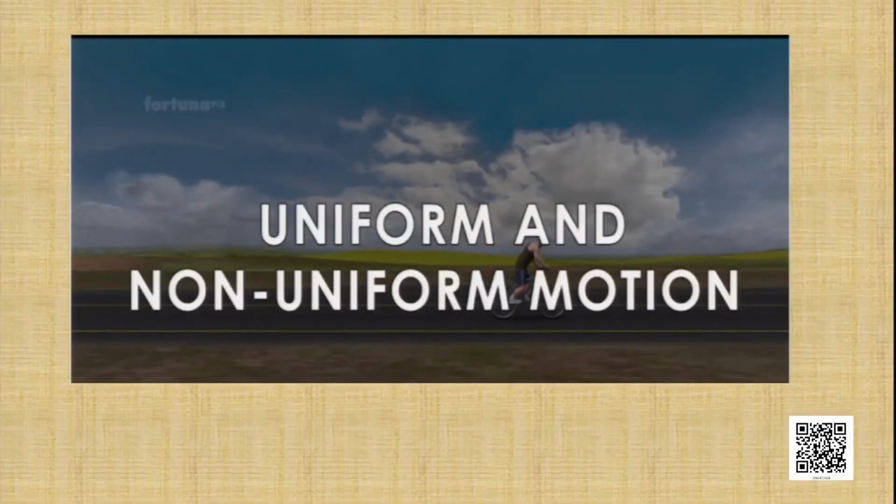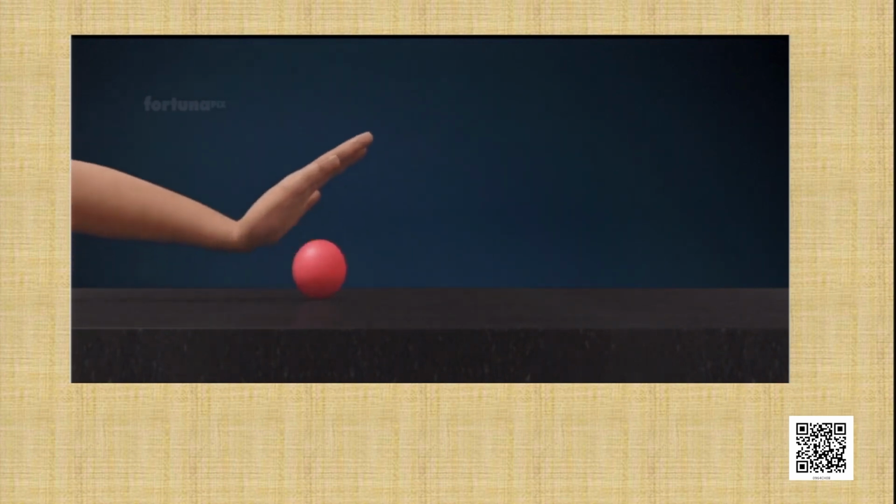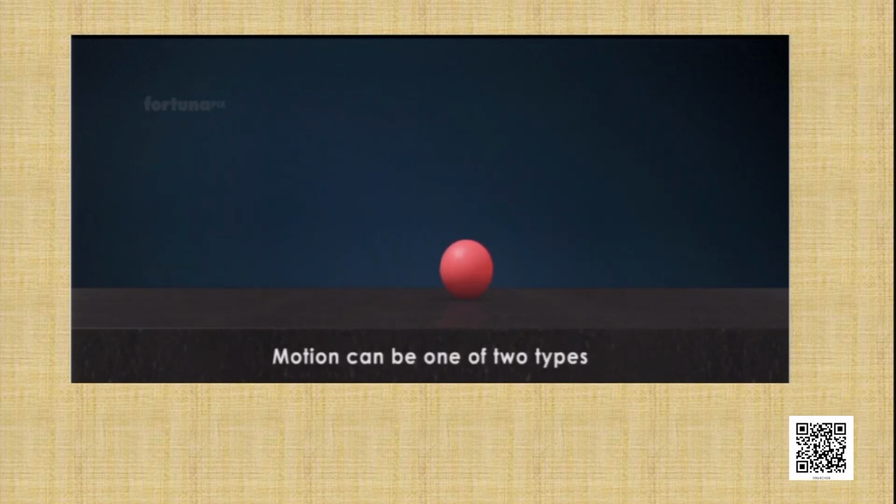Uniform and non-uniform motion. Motion involves the changing of an object's position. Let's consider a rubber ball that's just sitting on a table. If we push the ball, it will move from its original position. The force created by a gentle push has set the ball in motion. Motion can be one of two types, uniform and non-uniform. First, we will look at uniform motion.